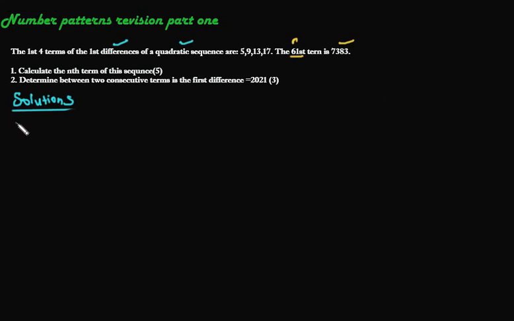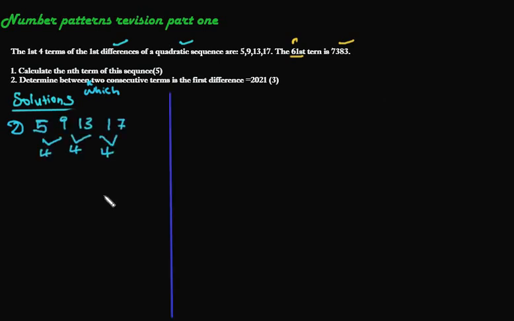Now we're moving on to the second question. We determine between which two consecutive terms the first difference equals 2021. You're actually determining between which two consecutive terms the first difference equals 2021. What you need to understand here is that they're asking you, the value of d1 that is equal to 2021, is between which two terms of a quadratic sequence.